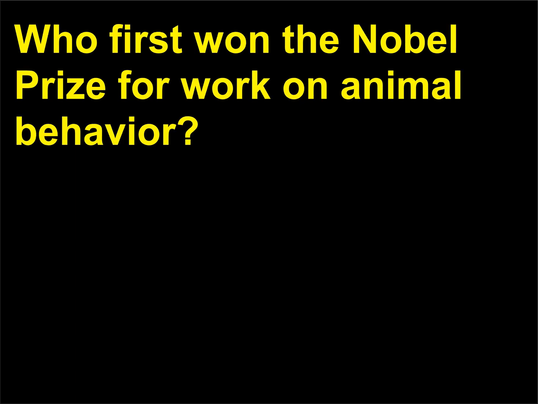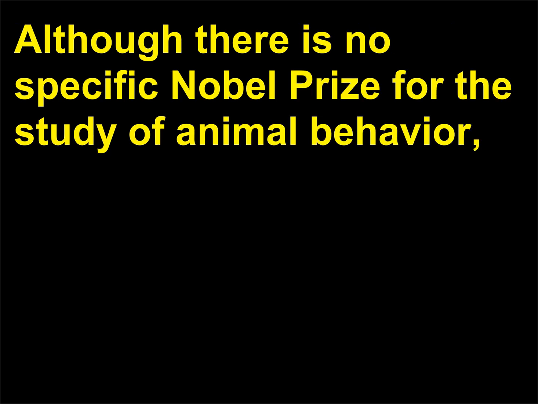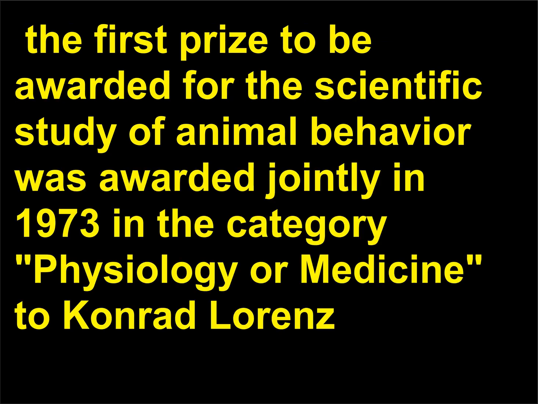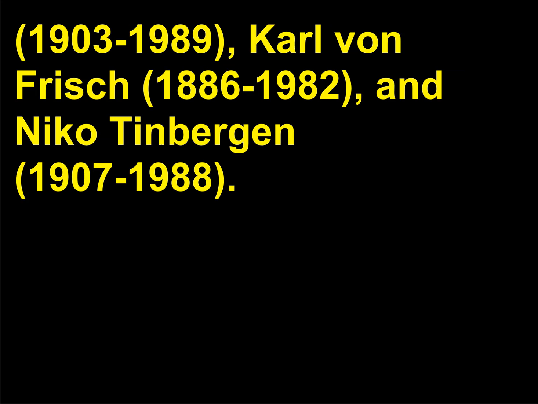Who first won the Nobel Prize for work on animal behavior? Although there is no specific Nobel Prize for the study of animal behavior, the first prize to be awarded for the scientific study of animal behavior was awarded jointly in 1973 in the category Physiology or Medicine to Konrad Lorenz, 1903 to 1989, Carl von Frisch, 1886 to 1982, and Nico Tinbergen, 1907 to 1988.